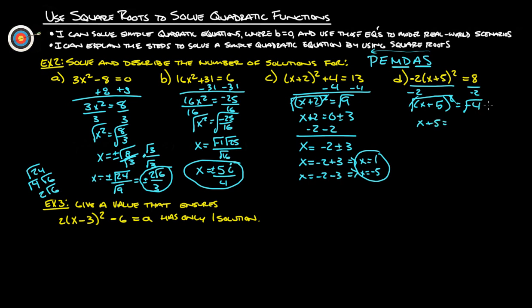Square root of negative 4 is really, if we write it this way, square root of 4 times the square root of negative 1. The square root of 4 is 2, and the square root of negative 1 is i. So we get 2i like that. Okay?